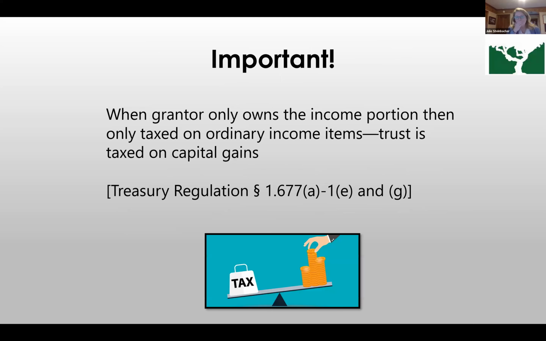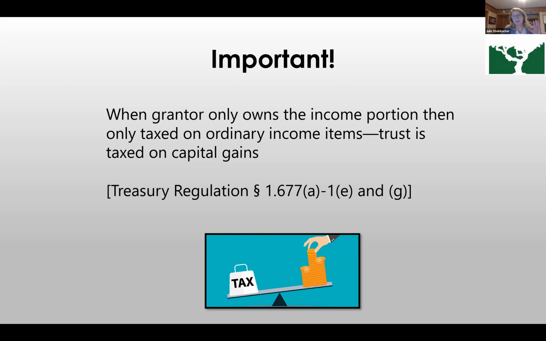Now, when the grantor only owns the income portion and is only taxed on ordinary income items, typically the trust is taxed on the capital gains. It's always hard when we're doing a 1041 because we think about income, and I'm having all this conversation about who pays the tax, and often the capital gains stay within the trust anyways. And so we want to think about that.